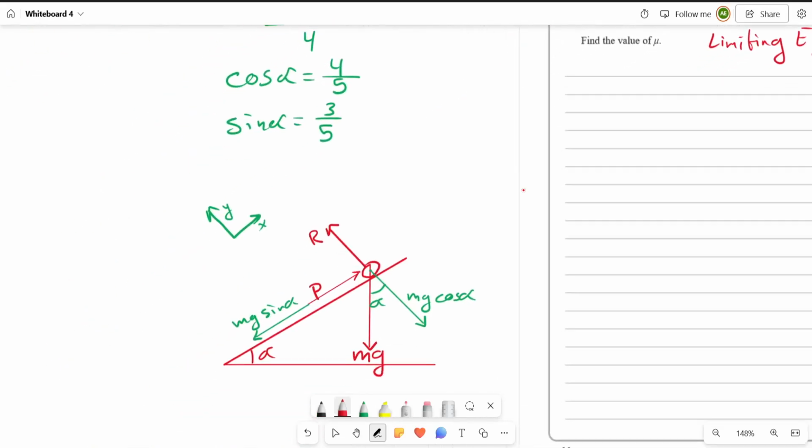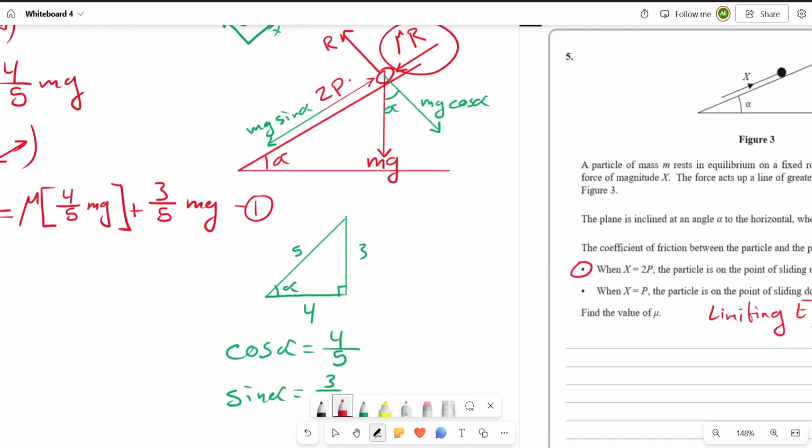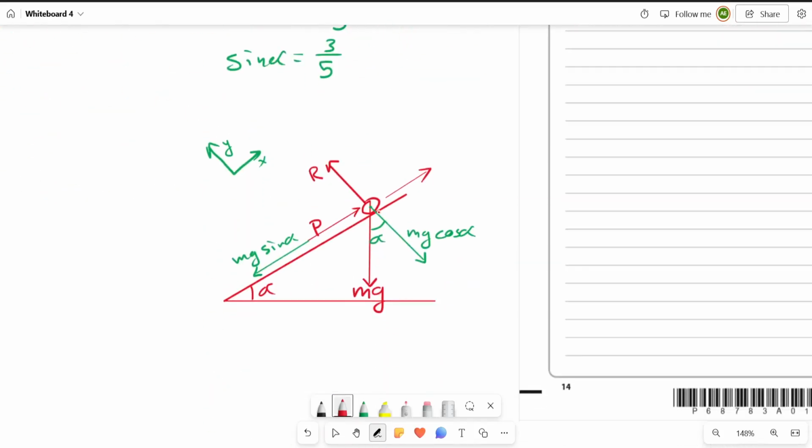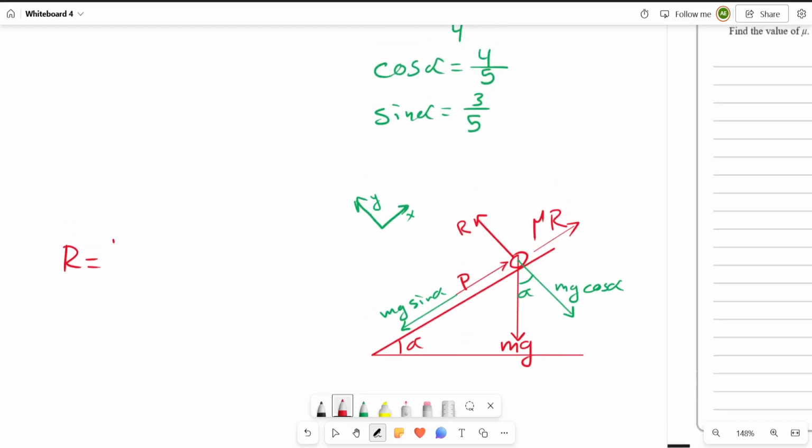If I'm on the point of sliding down the plane, the force that's going to oppose my motion is going to be pointing in the upwards direction. So now my friction, here my friction was downwards because I was on the point of sliding up. When I'm on the point of sliding down, my friction is going to be in the direction opposite to that. So my friction is going to be in the upwards direction. So friction is going to equal mu R. Again, from here, R is going to equal mg cosine theta. So cosine is 4 over 5 times mg.